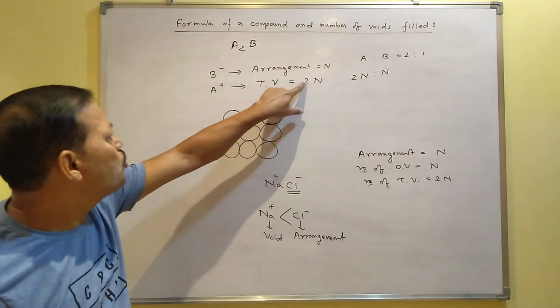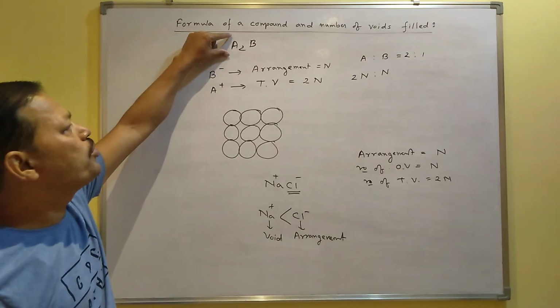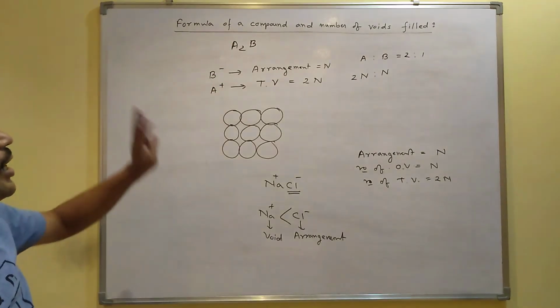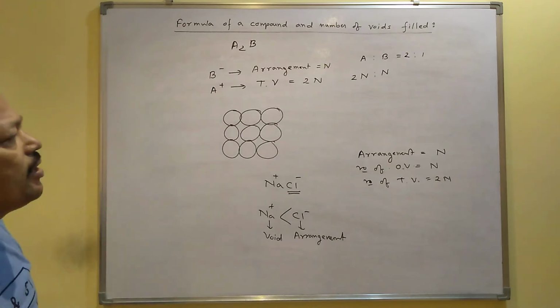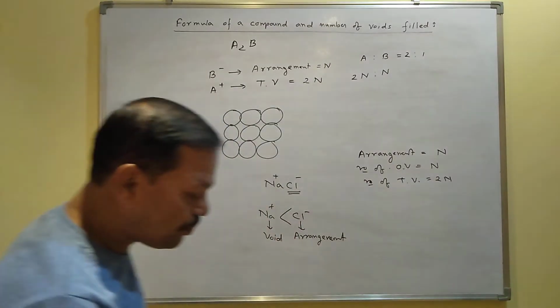A plus ion is 2, B minus ion is 1. Ratio is 2:1. So if the formula is A2B, then the B minus ion will adopt the arrangement and the A plus ion must be present in the tetrahedral void. So this is another one.